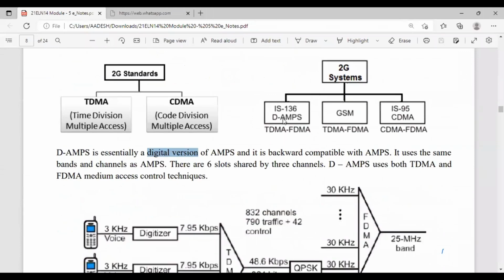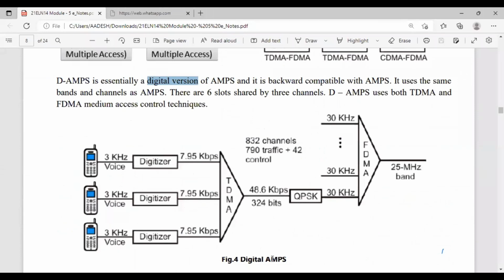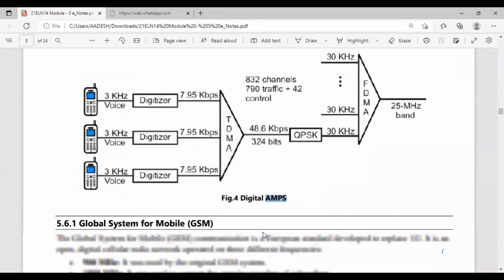So we have discussed IS-136 DAMS here. This is the figure which shows DAMS. DAMS means simply digital AMPS. So AMPS means 1G, first generation, right?